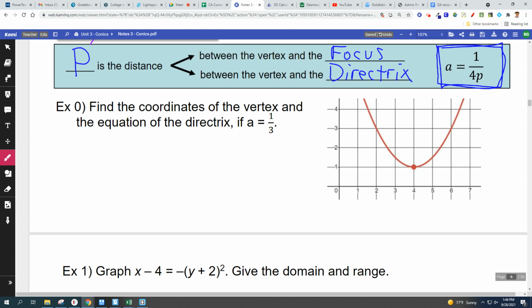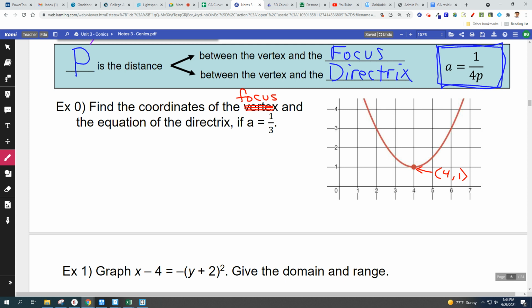Example 0, I made a typo. That should not say vertex, that should say focus. Find the coordinates of the vertex. It would have been easy. We can see the vertex right here has the coordinates 4, 1. That's not what I was trying to ask. I want to know the coordinates of the focus and the equation of the directrix.